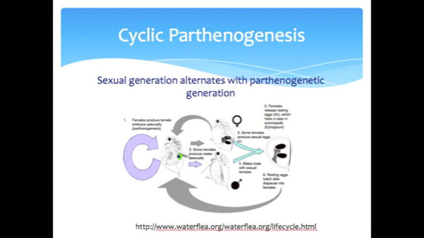For cyclic parthenogenesis, the sexual generation alternates with the parthenogenetic generation. Each cyclic organism has its own unique process that determines how and when each type of egg is laid, and thus what type of organism it will develop into. An example of this is water fleas, as illustrated below. Some of their eggs are capable of fertilization, while others are not.